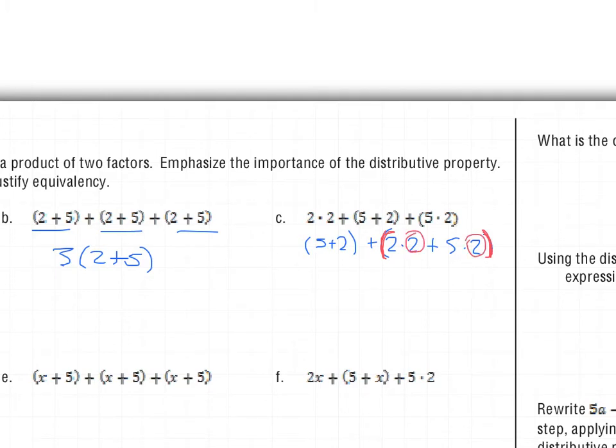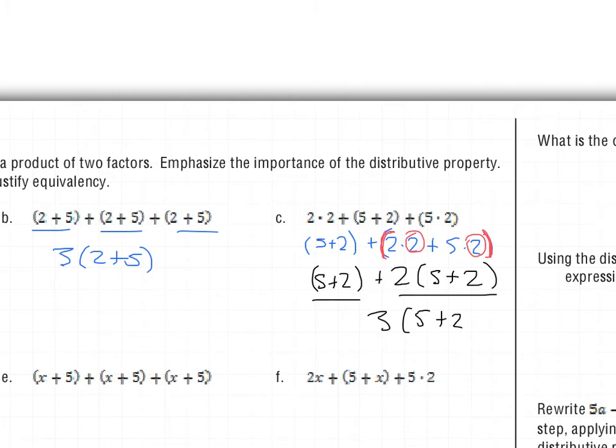So I'm going to rewrite this one as 5 plus 2 plus factoring out a 2 of that part. And this is 2 times 2, or 2 plus 5, or 5 plus 2. So I've got 1 (5 plus 2) plus 2 (5 plus 2)'s. That's going to give me 3 (5 plus 2)'s.